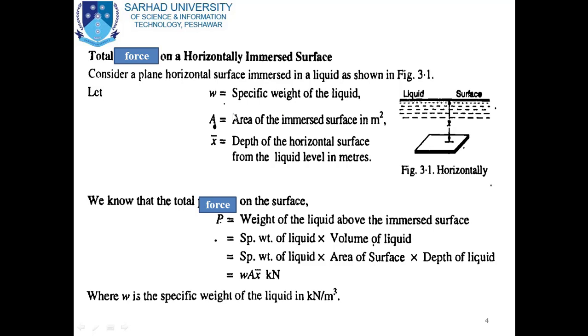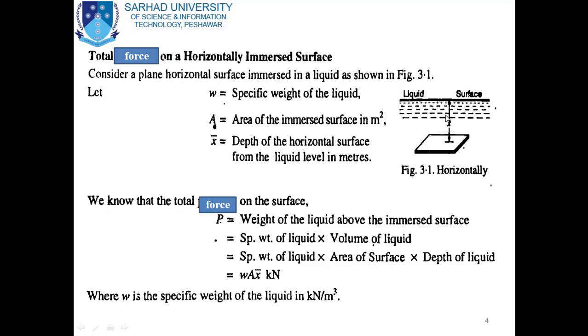A is the area of the immersed surface in square meter. And x bar is equal to the depth of the horizontal surface from the liquid level in meters. This is the x bar value, and it is the depth of the horizontal surface from the liquid level in meters.